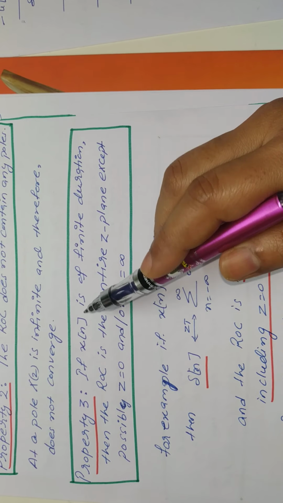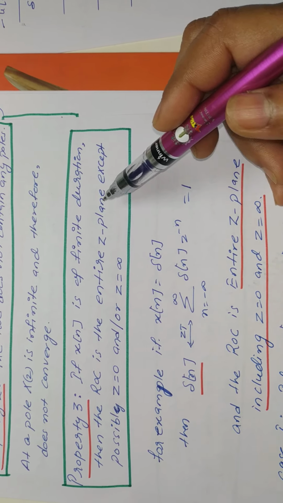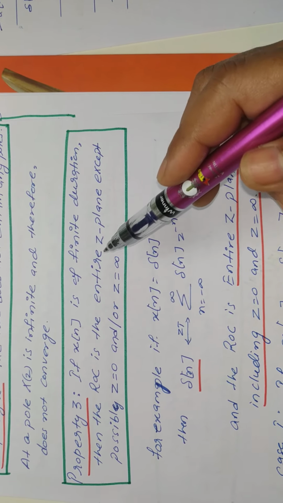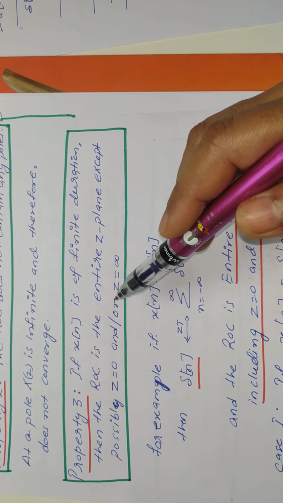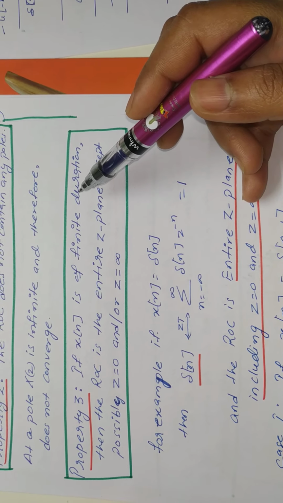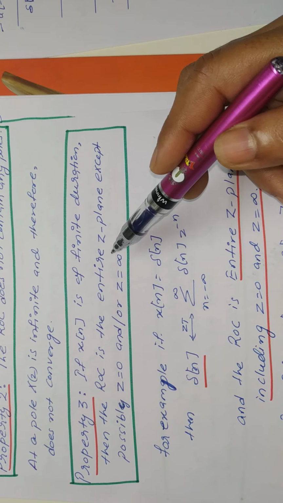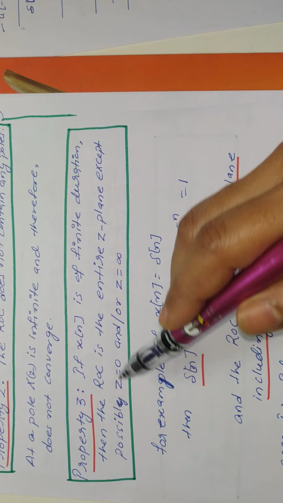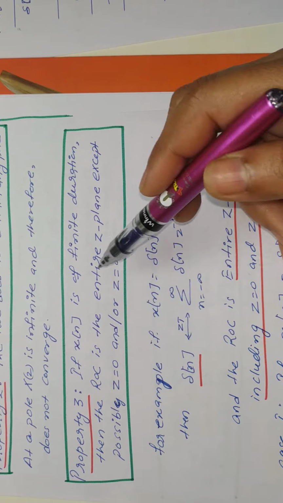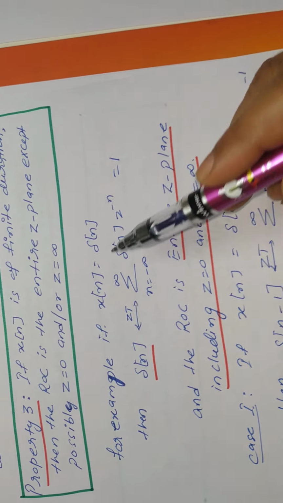The third property says that if x[n] is of finite duration, then the ROC is the entire z plane except possibly at z equals 0 and/or z equals infinity. Now this depends on the condition. If it is of finite duration, say x[n] exists for n from 0 to N minus 1, then the ROC is the entire z plane except at z equals 0 or except at z equals infinity. We'll see to it. Now let us take an example of x[n] equals delta[n].